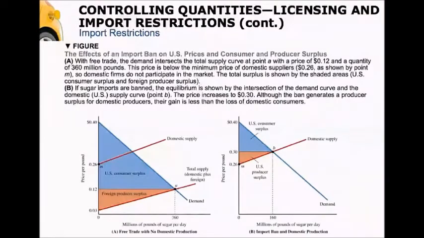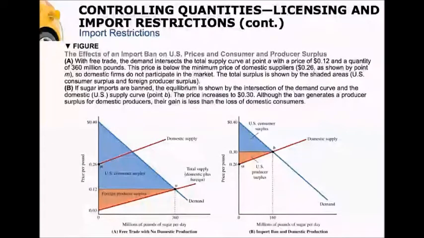Another example of controlling quantities is import restrictions. Let's look at a market where we might have import restrictions. This is a case where we have some foreign trade, so we want to differentiate between the domestic supply of a good or a service, and in this example we're looking at sugar, and the total supply of sugar, which is domestic plus foreign production of sugar.